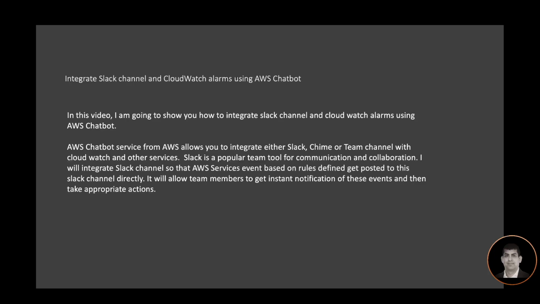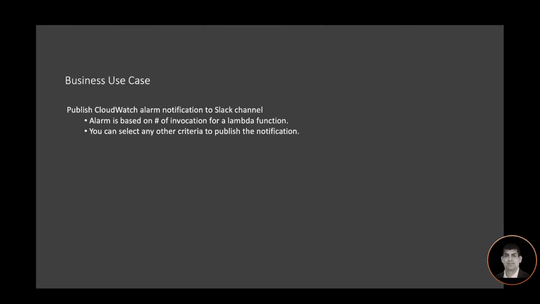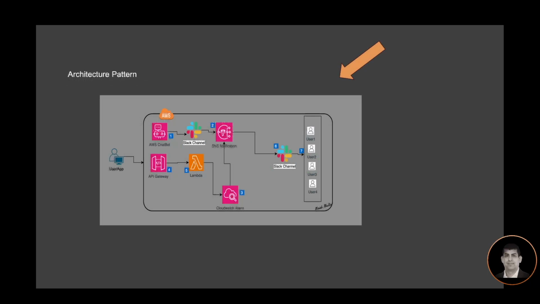These event notifications can be based on certain AWS service function, error, threshold, and other metrics. In my example, I will publish the message based on the Lambda function invocation metrics. Let's look at our business use case. Our business case is publish CloudWatch alarm notification to Slack channel. Alarm is based on number of invocations for a Lambda function. You can select any other criteria to publish the notification.